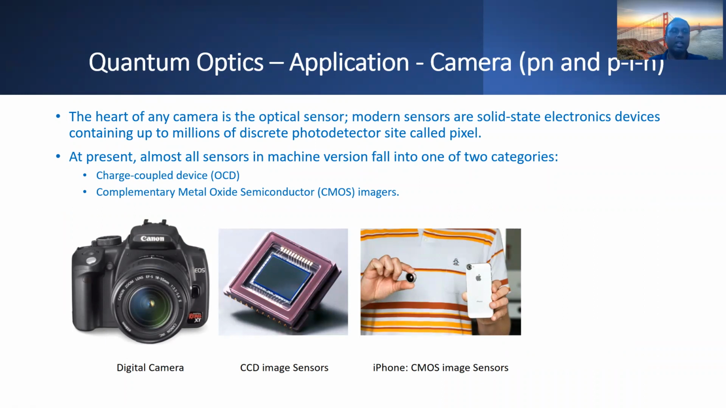The heart of any camera is the optical sensor. Modern sensors are solid state electronic devices containing up to millions of discrete photodetector sites called pixels. At present, almost all sensors in machine vision fall into one of two categories: charge coupled device (CCD) or complementary metal oxide semiconductor (CMOS) image sensors.